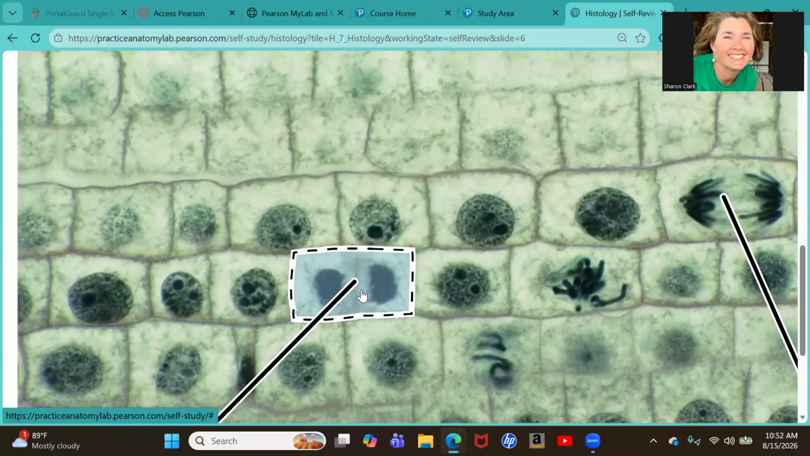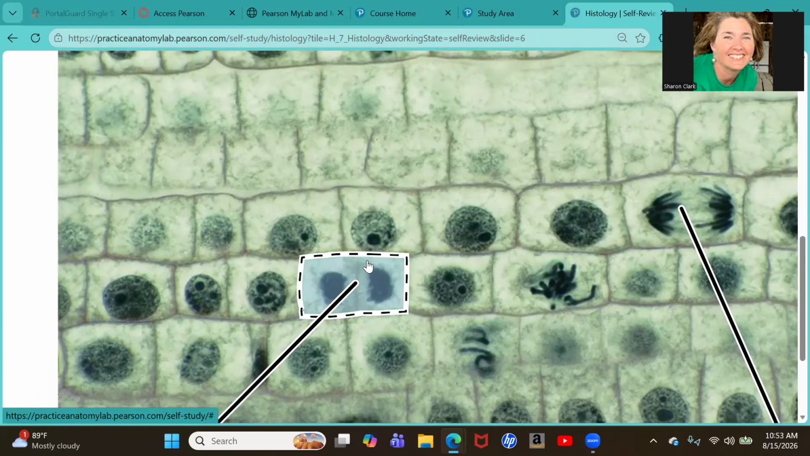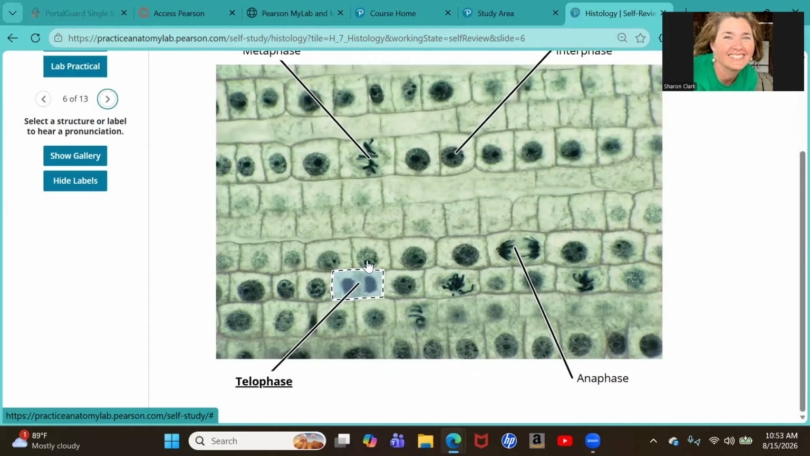The cell has essentially, I'm sorry, the cell has essentially delivered one complete set of chromosomes to each side of the cell. Okay, so anaphase here, telophase here, which then leads us to our next and final stage, which is cytokinesis. Mitosis divides the nucleus, cytokinesis divides the cytoplasm.